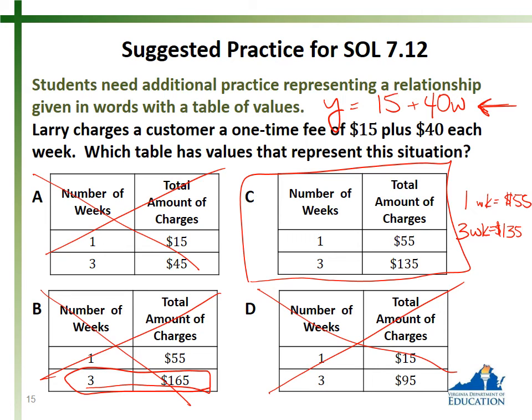If you can't think of the equation, just try to figure out, okay, he's going to charge $40 each week. So you figure out how much he charges every week. So 1 week, 2 weeks, 3 weeks, 4 weeks, whatever it is. And then you have to add that one-time fee of $15 back into it.